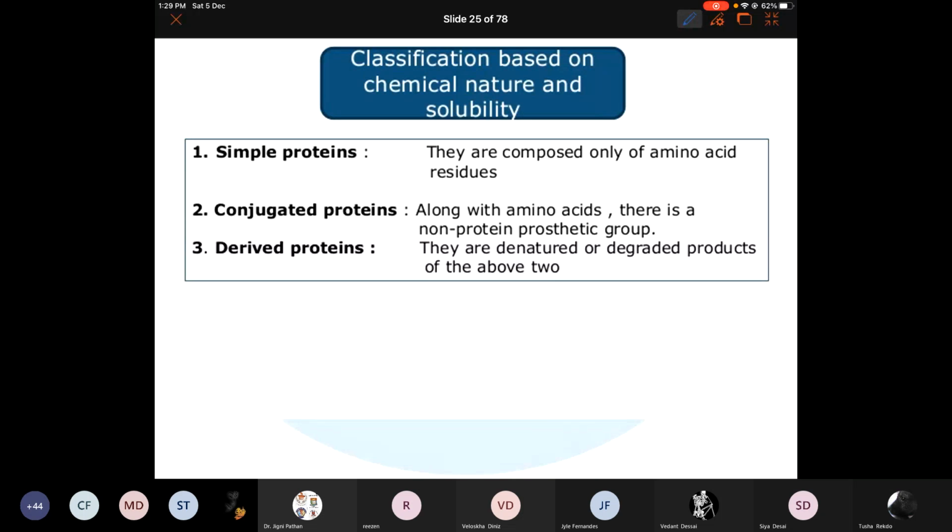In the digestion and absorption chapter, we studied one conjugated protein. Can anybody tell me? I'm giving you the clue: in the absorption part, we studied one conjugated protein. Who will answer this question?